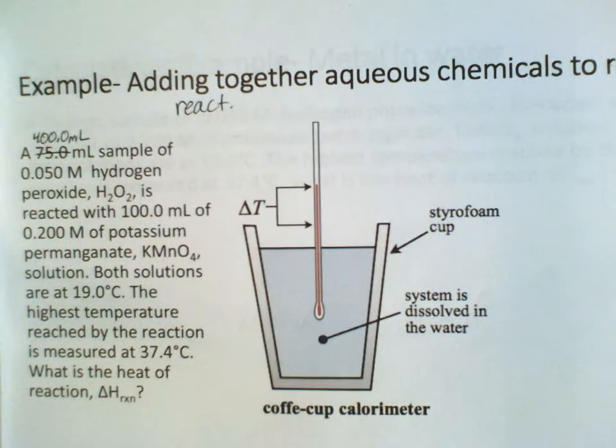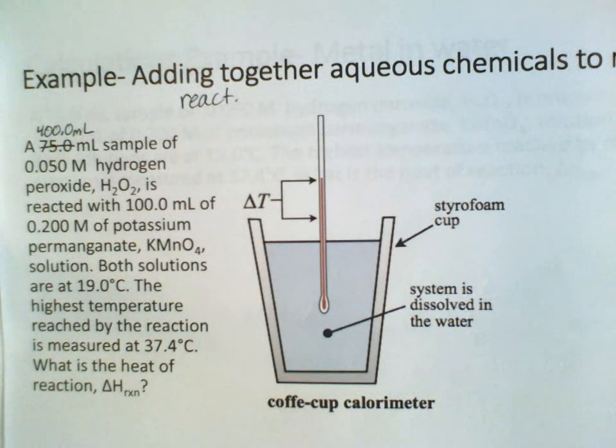So a 400 milliliter sample of 0.05 molar hydrogen peroxide, H2O2, is reacted with 100 milliliters of 0.2 molar potassium permanganate, KMnO4, solution. Both solutions are at 19 degrees Celsius. The highest temperature reached by the reaction is measured at 37.4 degrees Celsius. What is the heat of reaction, or delta H reaction?